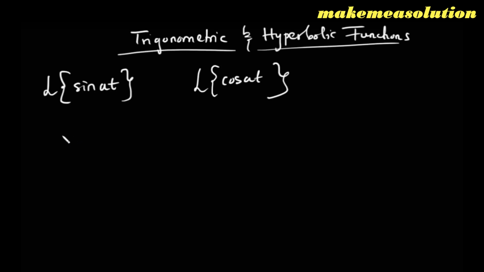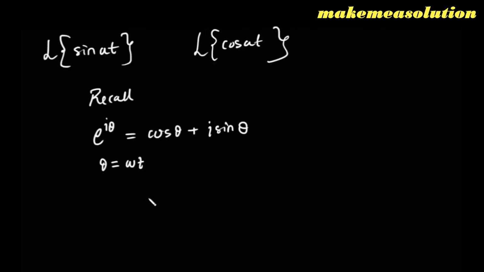Those of us who are good with complex numbers will recall that we can represent an exponential complex number in this form from complex number theory. Exponential i theta is cos theta plus i sine theta. Sometimes theta is represented as omega times t. So let's say we have exponential i omega t. You have cos omega t plus i sine omega t.